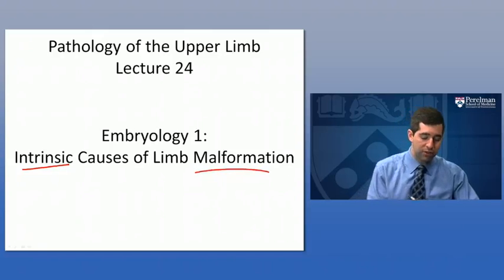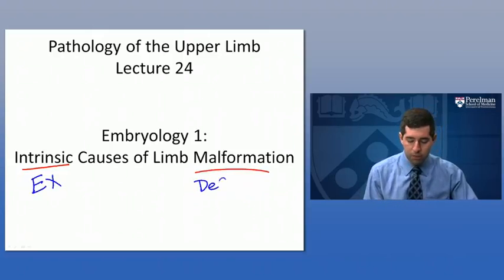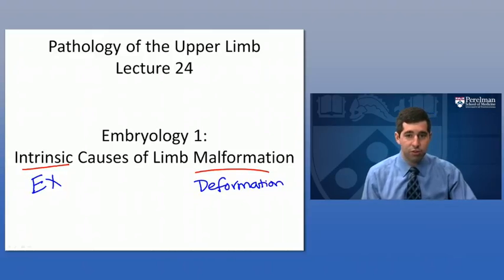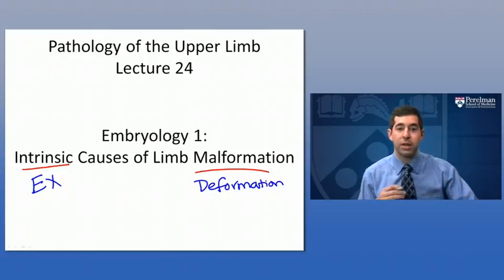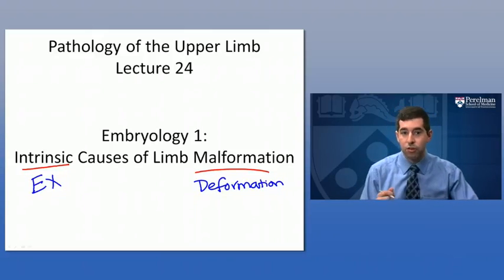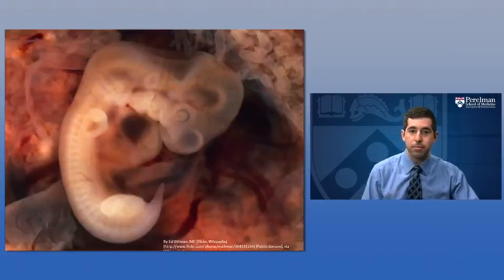In the next lecture, we're actually going to turn our attention instead to extrinsic causes of what we would term limb deformations. Deformation being the proper term essentially for where something outside of the limb itself causes a change to the morphology, to the shaping and development of that limb. So again, for this first one, we're going to focus though on the intrinsic causes.